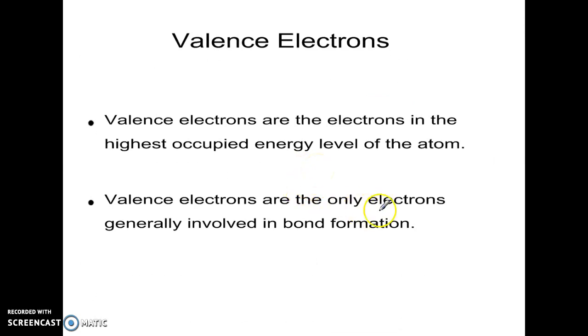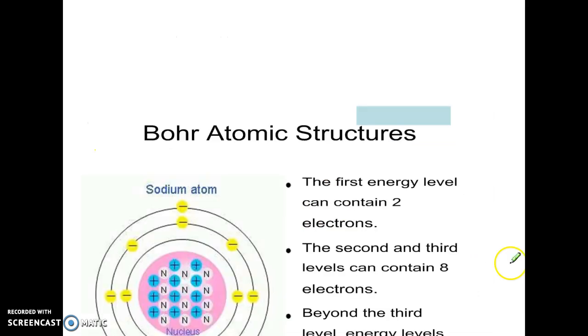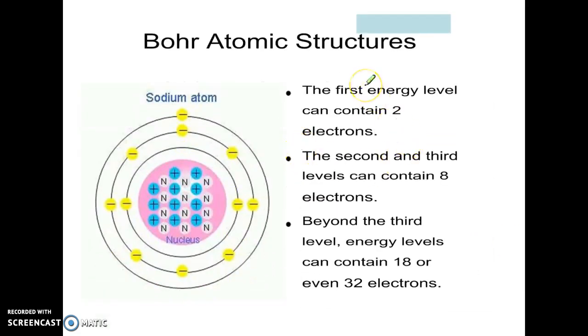That's the exception to the rule, I guess you could say. Remember, once again, this is all recap: valence electrons are electrons in the highest occupied energy level of the atom. So in the outer level, the highest occupied energy level are the only ones. Like I said, this is crucial because they're the only ones that get involved in bond formation. So when we talk about chemical bonds, that's why these are important.